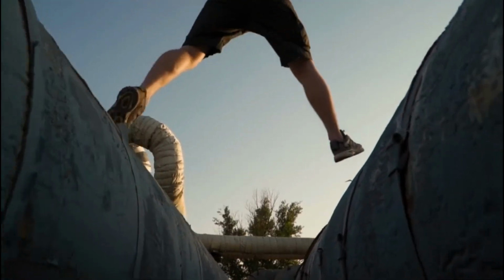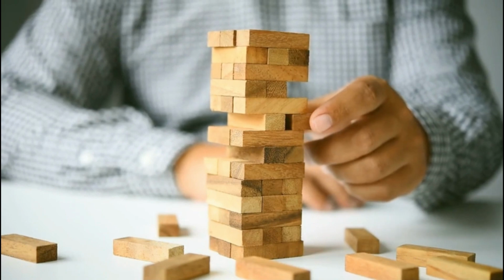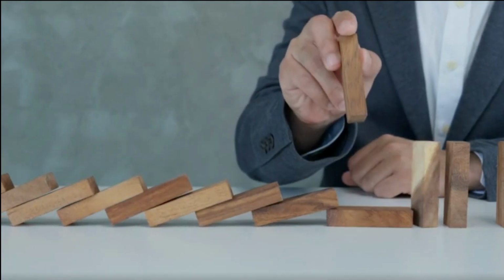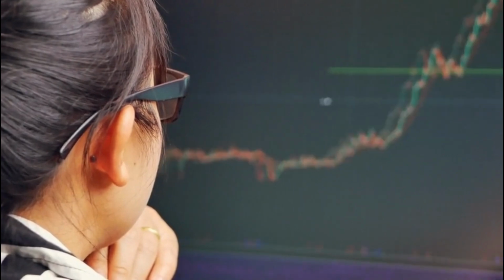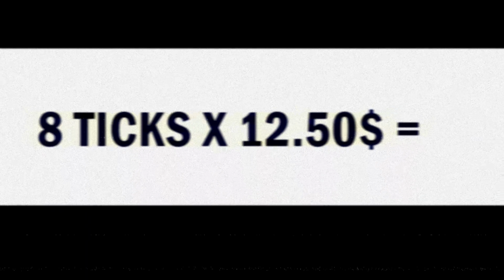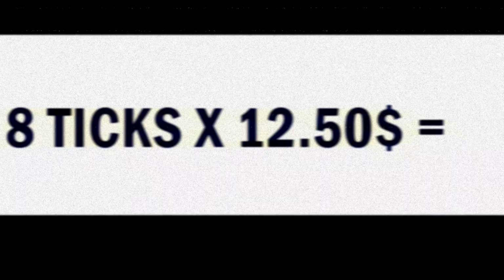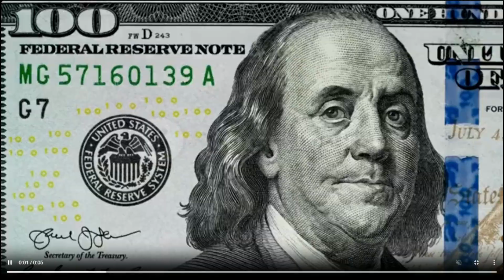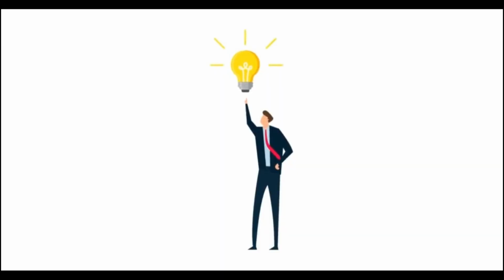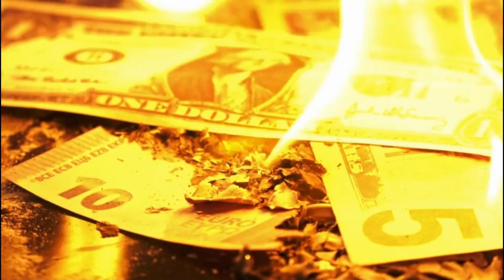Let's say you want to risk $100 on a trade. If your stop loss is 8 ticks away from your entry price, you'd only take one contract, because 8 ticks multiplied by $12.50 is equal to $100. This way, even if the market moves against you, your losses are controlled.